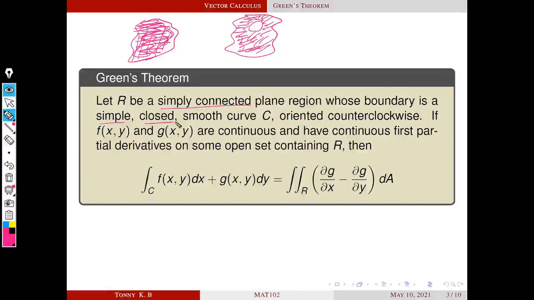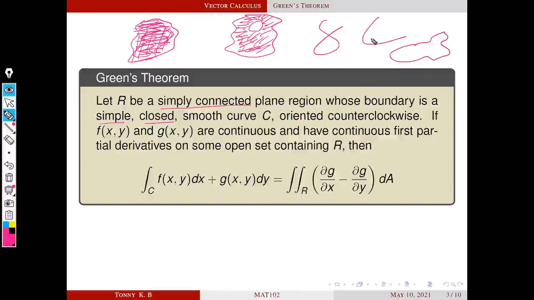And simple curve. Simple curve means a non-intersecting curve except at the endpoints. For example, this curve is not simple because it is intersecting at this point. But this curve is simple. It's a non-intersecting curve. And this is not closed, but this is closed. So this is neither simple nor closed.